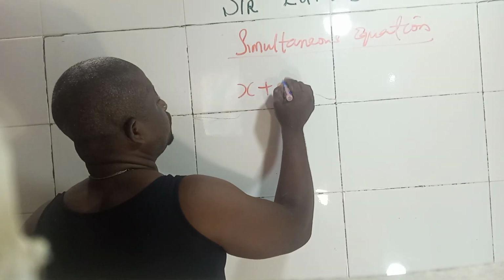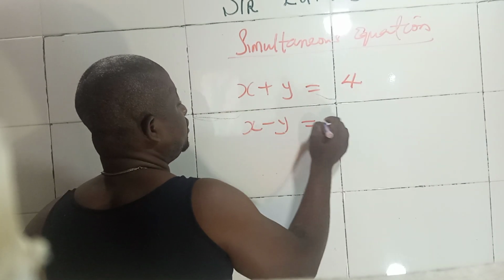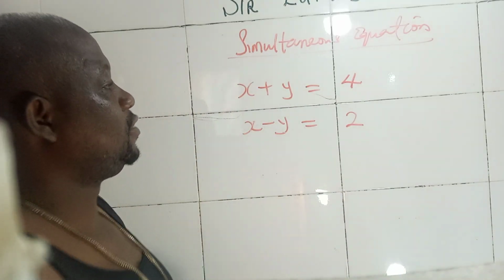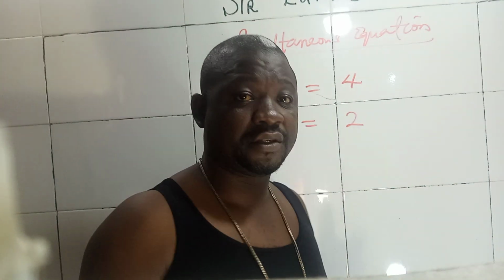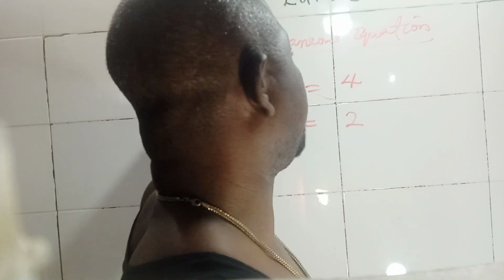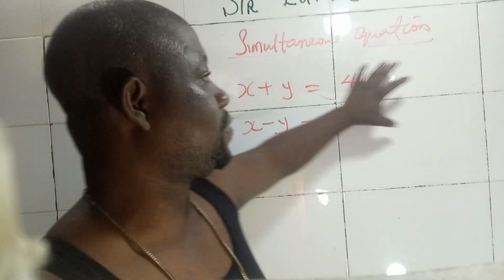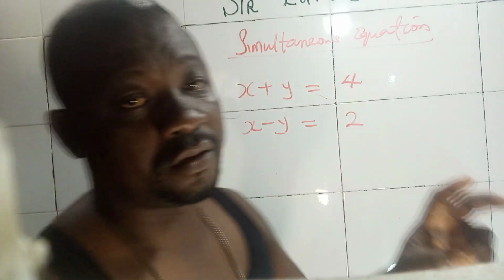Let's say, for instance, I have x plus y is equal to 4. I can have x minus y is equal to, let's say, 2. So they ask you to find the values of x and y. There are two ways you could go about solving simultaneous equation. So to solve simultaneous equation, you could apply two methods.